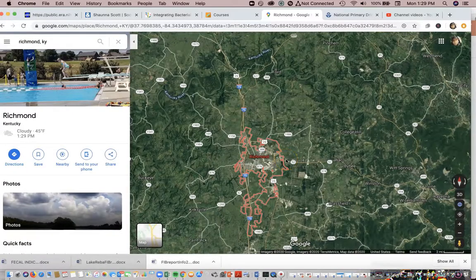I'm going to pull up the Google image really quick. Okay, so I have pulled up a Google map of Richmond, Kentucky from a distance. You can see to the east is Waco, Kentucky, and then here's Irvine. To the north would be Lexington, to the south would be Berea.